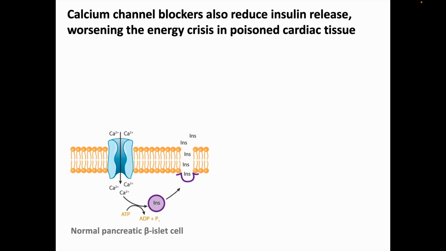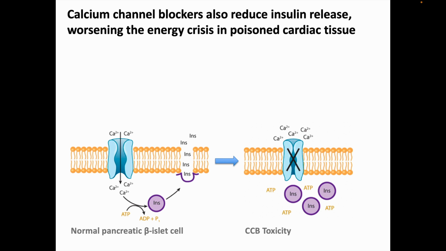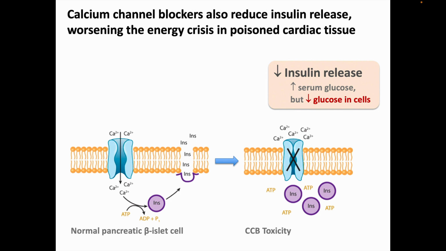And this situation is particularly compounded with calcium channel blocker toxicity. Normally, it's calcium influx into pancreatic beta islet cells that triggers release of insulin from the vesicles where it's stored. But if the L-type calcium channels are blocked, less insulin will be released. And this explains why hyperglycemia can often be seen with calcium channel blocker overdose.